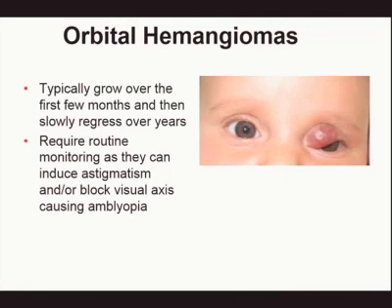Orbital hemangioma, so just like you can get a hemangioma anywhere on your skin, if it develops on the eyelids, particularly on the upper eyelid, that can cause visual impairment. So just like ptosis, that hemangioma rests on the eyelid, changes the shape of it, can induce astigmatism, and that can cause amblyopia. So some of these you can just monitor, but some of them we are more aggressive about treating them if they're causing vision abnormalities.